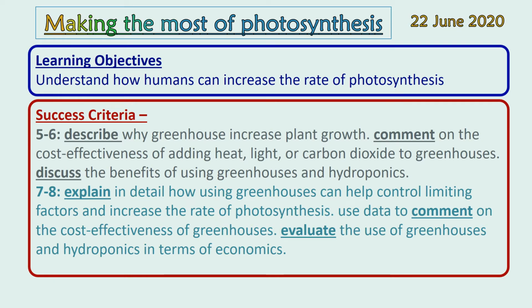Okay, so today we're going to be looking at how we as humans can increase the rate of photosynthesis. So you need to be able to describe why greenhouses increase plant growth, and comment on cost effectiveness of adding certain things, and discussing the benefits of using greenhouses and hydroponics. And for 7 to 8, explain in detail how using greenhouses can help control limiting factors and increase the rate of photosynthesis, and use data to comment on the cost effectiveness of greenhouses and evaluate the use of greenhouses and hydroponics.